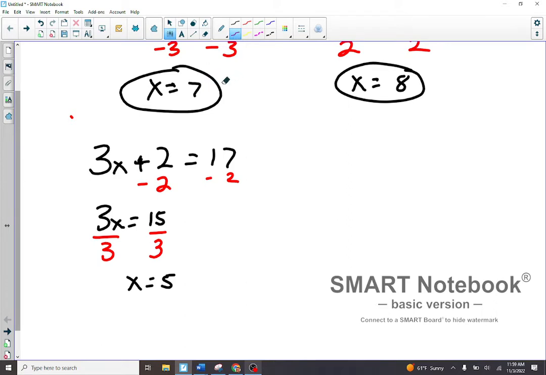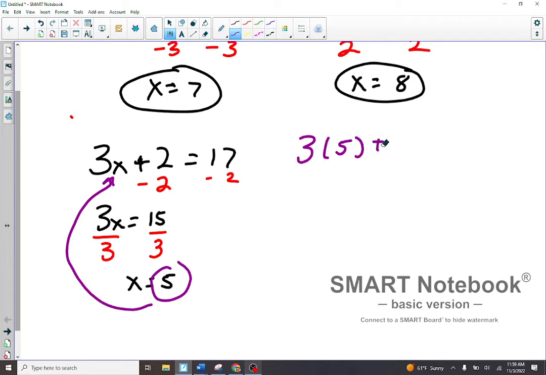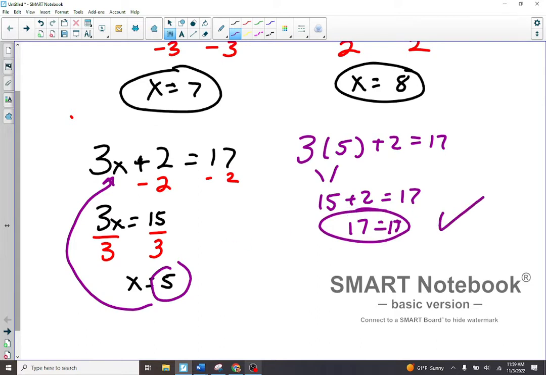If you ever need to check your work, as in if you finish your test early, you could always check your work by taking your answer and plugging it into x. So 3 times 5 plus 2 equals 17. 3 times 5 is 15, plus 2 equals 17. 17 equals 17. So if they match, you know you did it right. That's a check. But here, this is all I'm asking for, x equals 5. But you have a way to check all your work.